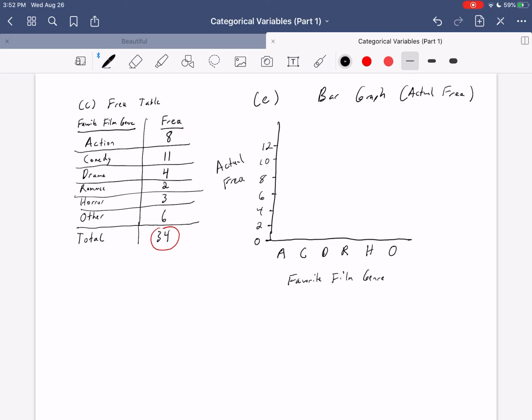So we'll go ahead and we'll draw ourselves a bar to 8. There we go. Then for comedy, it would be 11. Now again, we're doing this by hand, so it doesn't have to be perfect, but there are a couple things to keep in mind. One, notice that the bars don't touch.